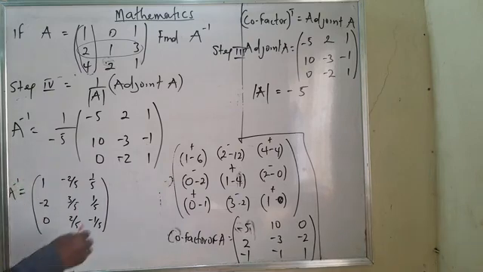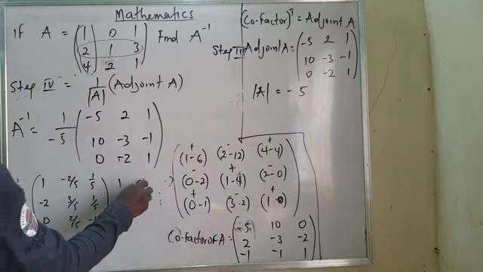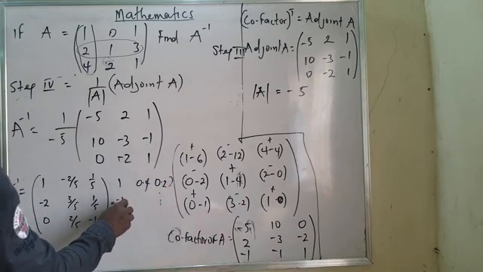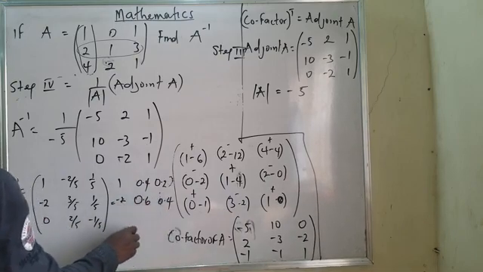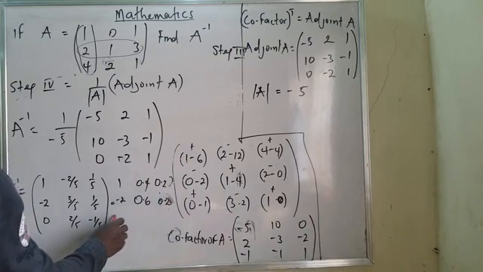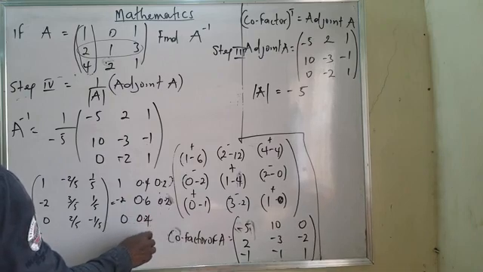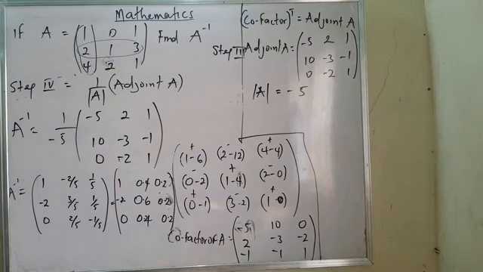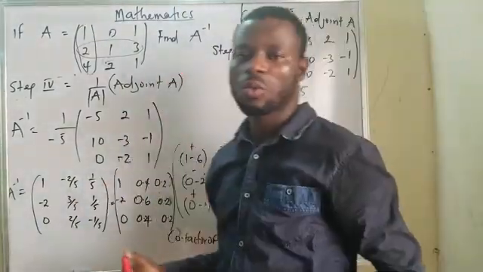I can as well write it in the form of decimals, which you can do by yourself anyway, which is going to be 0.2 and minus 2 is 0.6, 0.4, I mean 0.2, 0.4 and 0.2. That is all about that. Now, that is what I mean by inverse of a matrix. Can you see how the steps help us to achieve what we want to achieve?